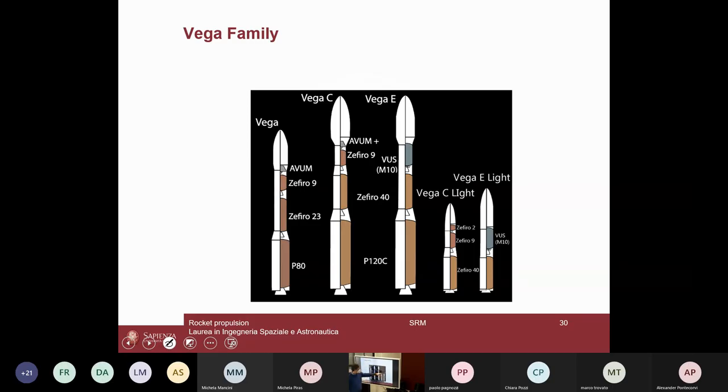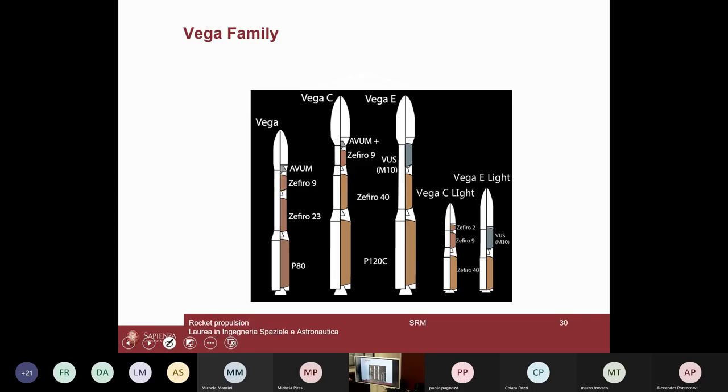So this is why you see here also a possible option, which is this Vega C Light or Vega E Light, that includes the second and third stage of Vega C with a smaller third stage that should bring in orbit something like a few hundred kilograms of payload.